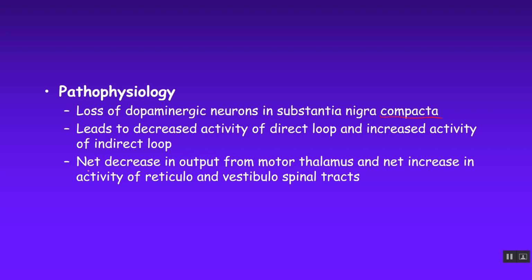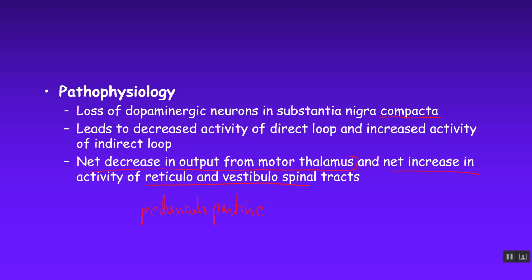So the net is a decrease in output from the motor thalamus back to the cortex. But then I mentioned also there's a net increase in activity of the reticulo and vestibulospinal tracts. That's because of the role or the connection of the basal ganglia to what's called the pedunculopontine nucleus. So just understand the basal ganglia not only influences the cortex, but it influences a few brainstem pathways too.